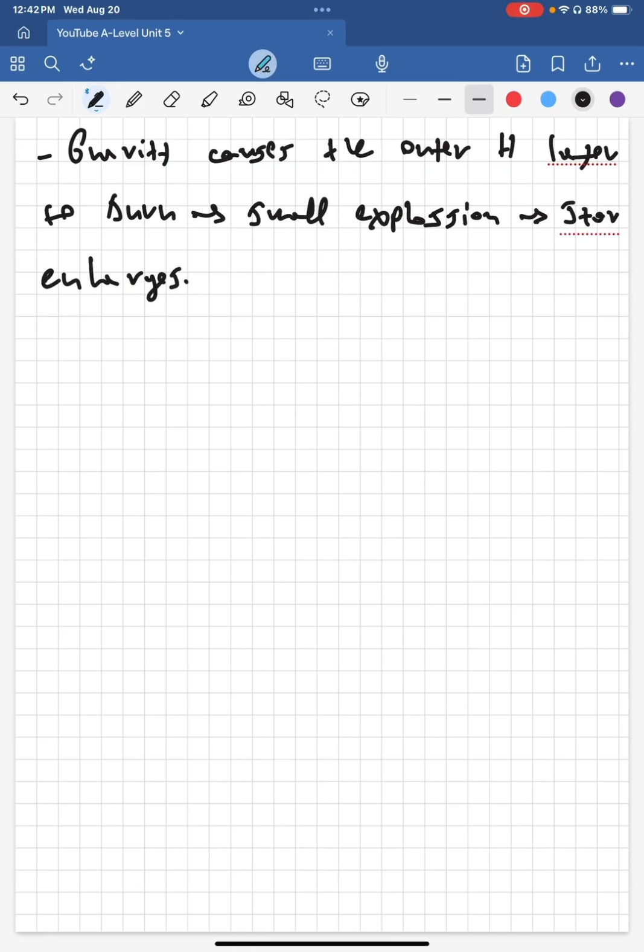And also you have some helium-4 burning. So you have fusion of helium-4. Theoretically, if helium-4 fuses with helium-4, it can produce beryllium-8, okay? Which is unstable, by the way, but whatever. So some helium-4 burning causes further expansion.